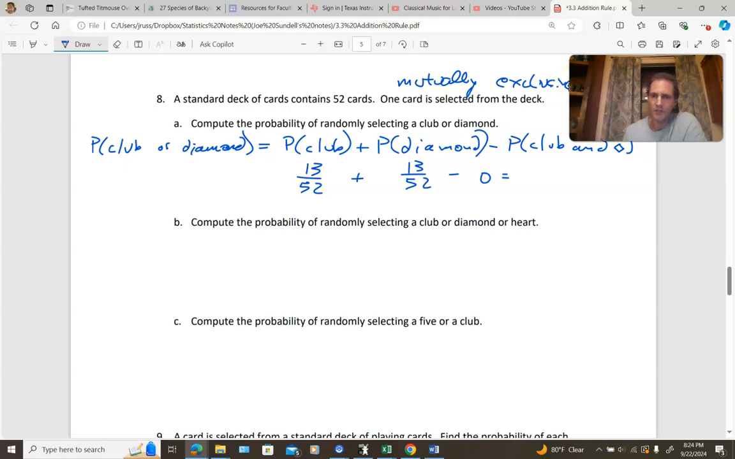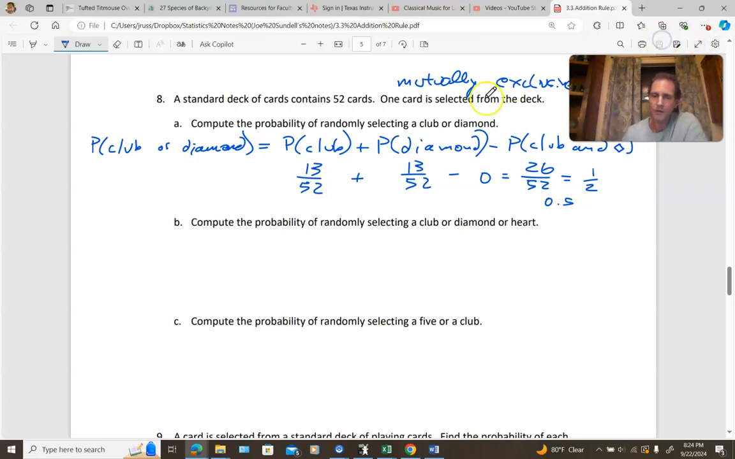Okay, so this is just going to end up being 26 over 52, which is 1/2. And this makes sense because you're talking about all the clubs and all the diamonds, so that would be half of the deck of cards.